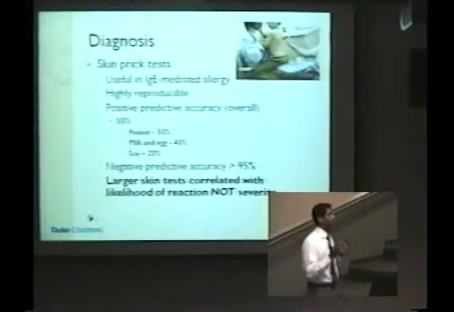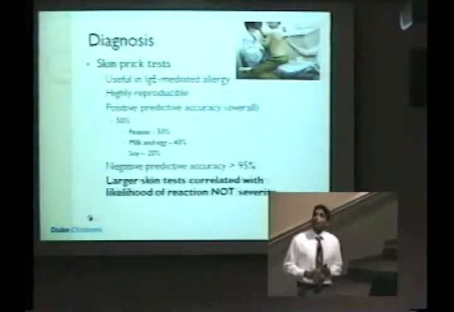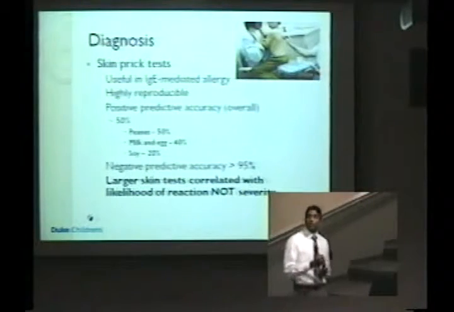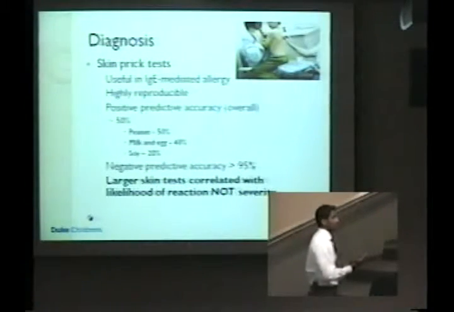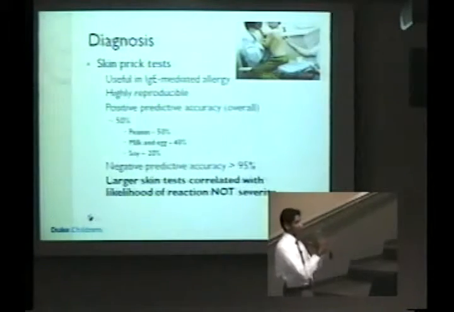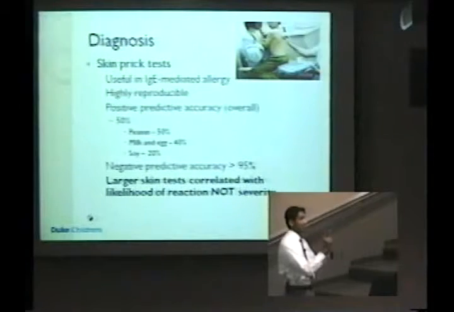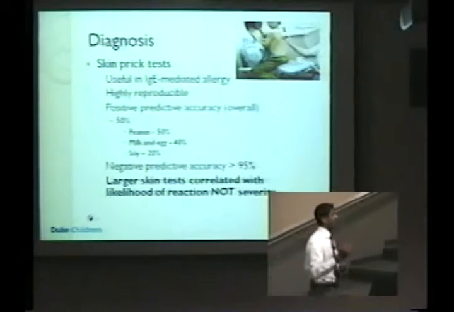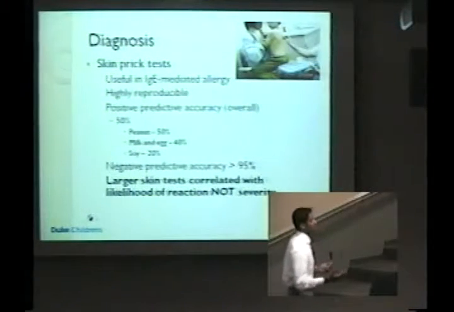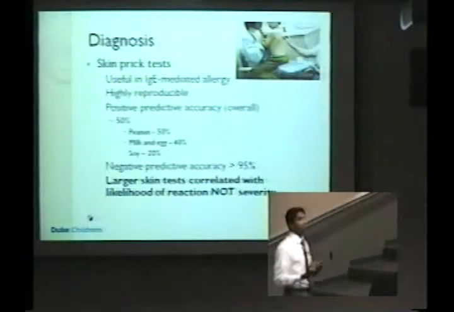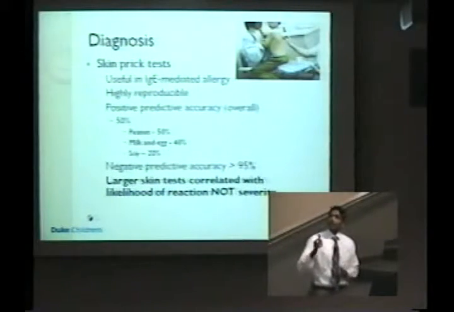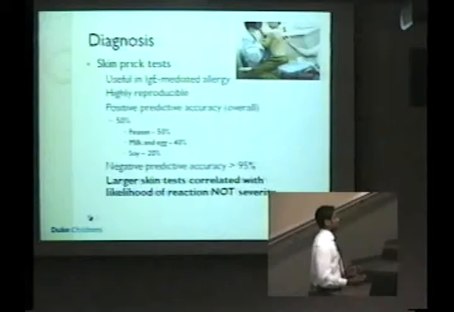Now here's a really, really important point. Larger skin tests correlate with the likelihood of any reaction. It has nothing to do with severity. So someone that has a skin prick test that big versus someone that has a skin prick test that big, the larger skin prick test means there's a higher probability of reaction. But that could be any reaction. It could be a hive on the face. It could be full-blown anaphylaxis. It has nothing to do with severity.